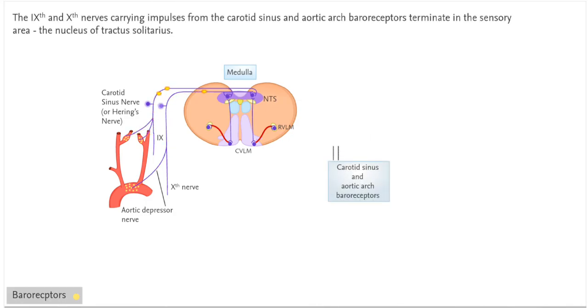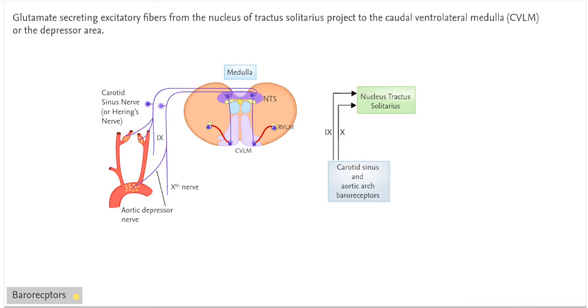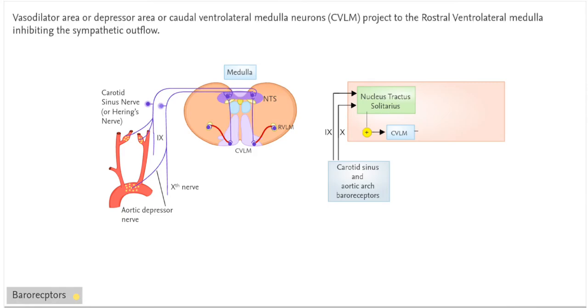The ninth and tenth nerves carrying impulses from the carotid sinus and aortic arch baroreceptors terminate in the sensory area, the nucleus of tractus solitarius. Glutamate-secreting excitatory fibers from the nucleus of tractus solitarius project to the caudal ventrolateral medulla (CVLM) or the depressor area. CVLM neurons project to the RVLM, inhibiting the sympathetic outflow.